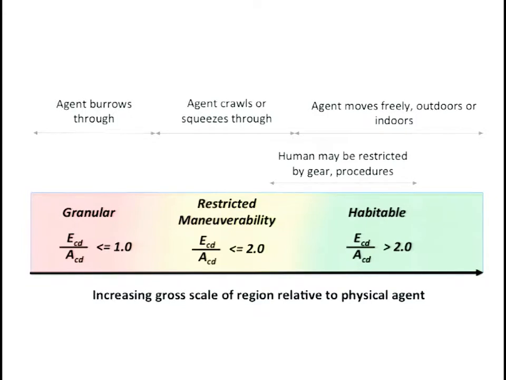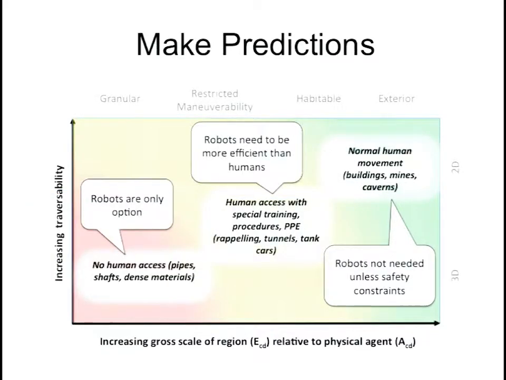It's pretty easy. A human may have some gear or procedures, may not be able to go in for reasons. And so with that, you can start making predictions. So what is important for a robot to focus on? How can we look at that? So I'm going to skip over how to do the traversability, how we compute that. But if you just look at this ratio and say traversability, whether it's 2D or 3D, here this area is very easy. This part of the quadrant, this is where people can normally move in by themselves, so the robots aren't needed unless there's safety constraints.